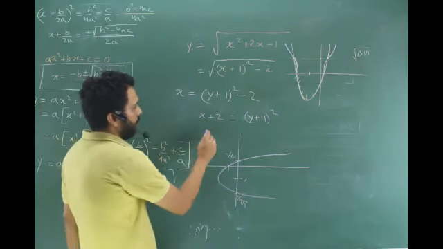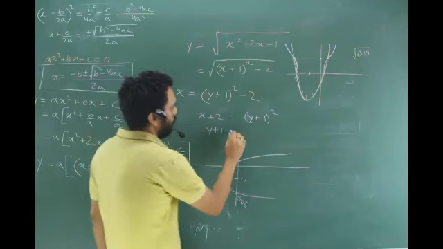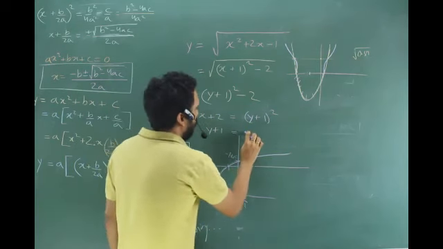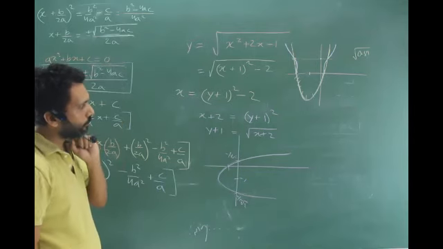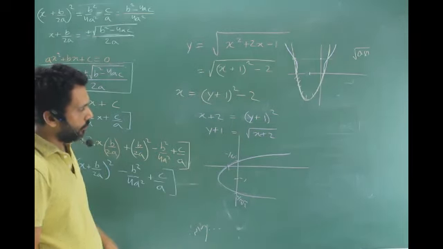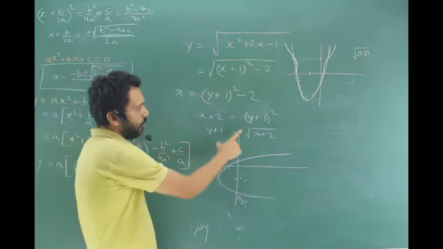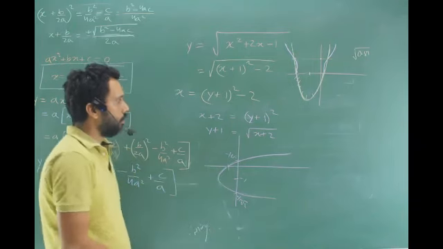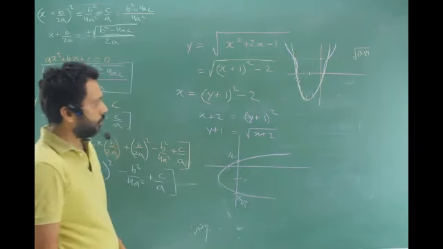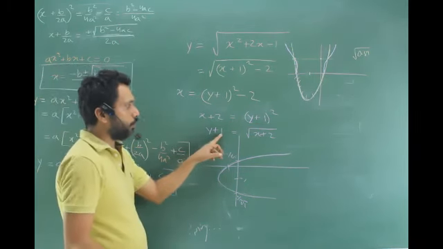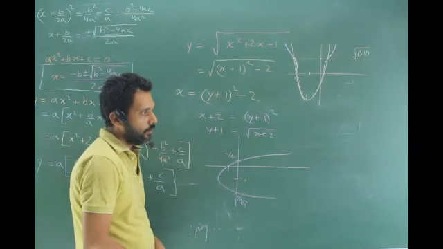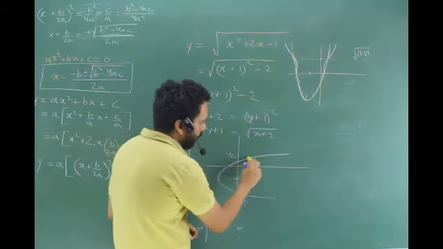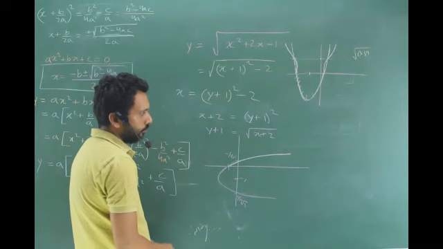Yes, sir. Then I say y plus 1 is equal to under root of x plus 2. Then what happens? It's the same thing. No, it changes. Plus minus, minus is gone. Only the positive side will be there. y plus 1 has to be positive only, right? Yes, sir. So is it like only this?